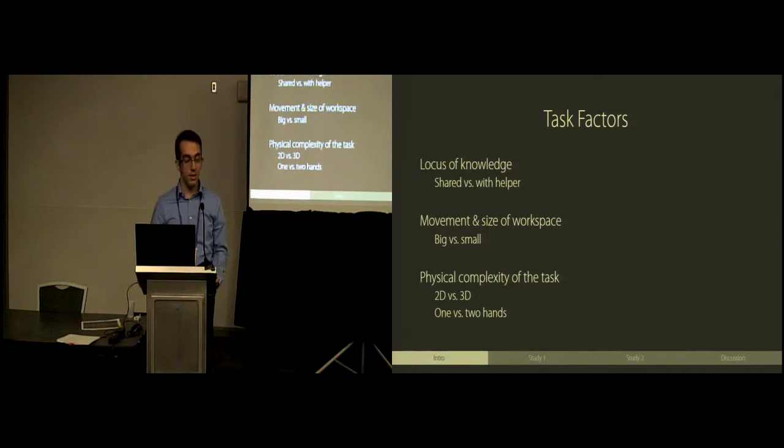So we had locus of knowledge, whether all the knowledge for completing the task is located at the helper side or it's shared between the helper and the worker. We had movement and size of the workspace and the physical complexity of the task.